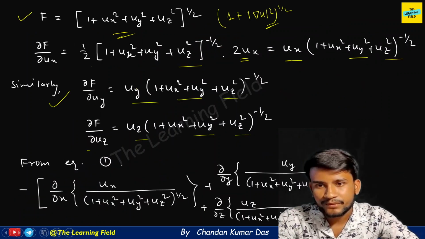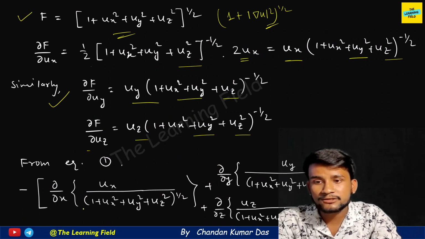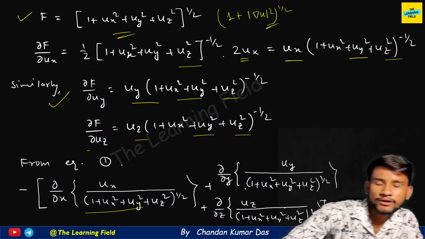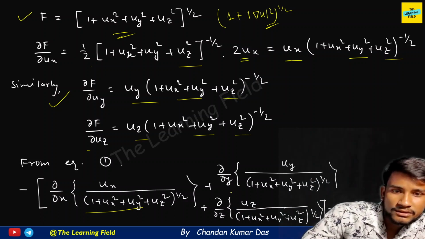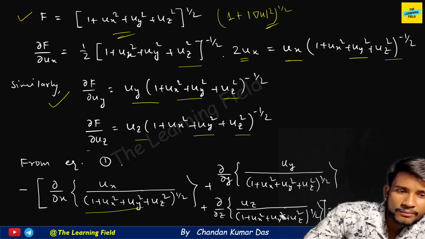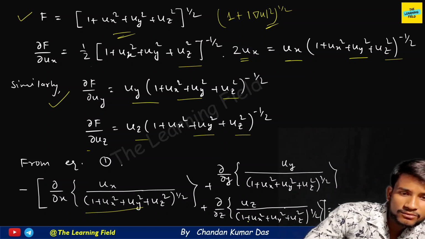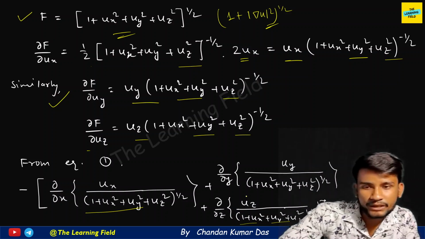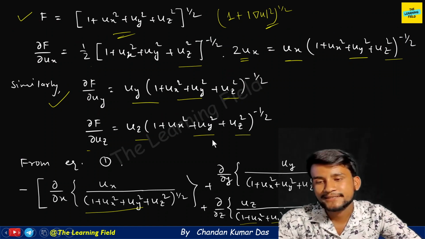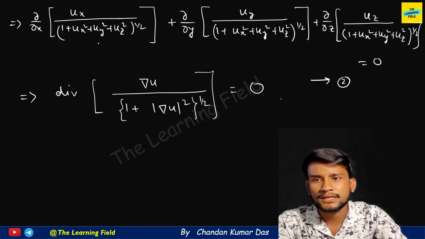Now we write these three terms: del x of del f by del ux, plus del y of uy by this term 1 plus ux square plus uy square plus uz square, and del z of uz by 1 plus ux square plus uy square plus uz square, power half. Okay, so see how we can write this term. Taking the minus common, it goes to the other side and cancels out.